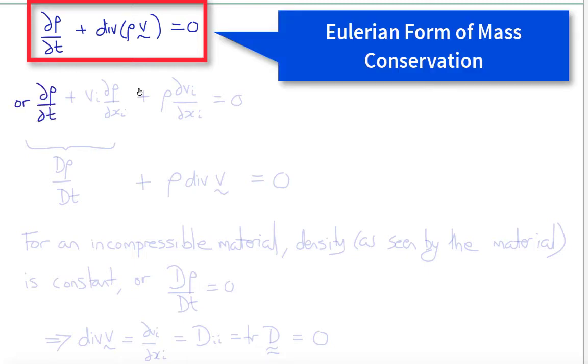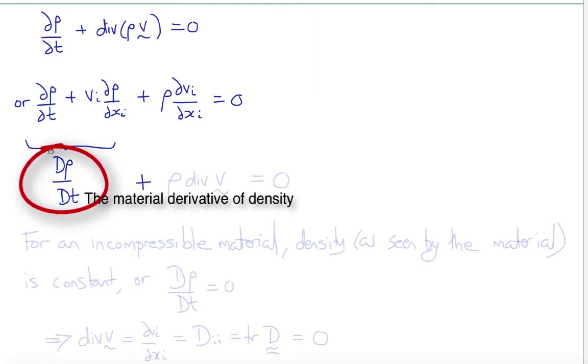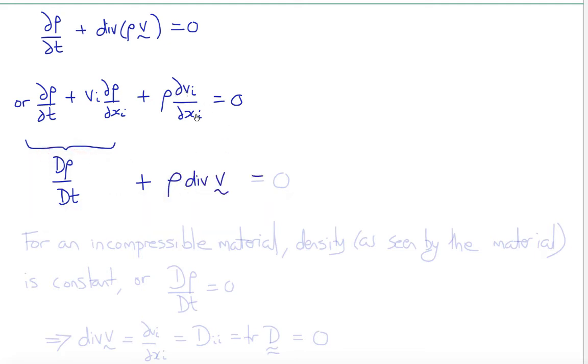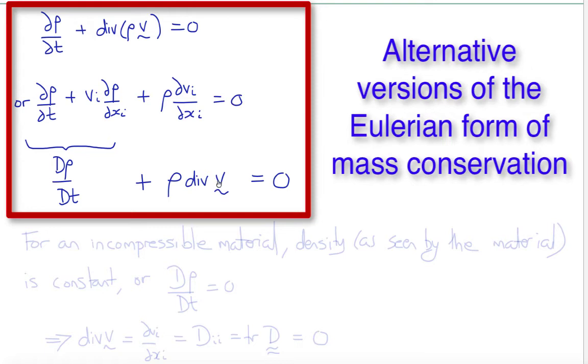Now, writing this in index notation, this would be ∂rho/∂t plus v_i ∂rho/∂x_i plus rho ∂v_i/∂x_i, because this divergence of a product will result in two terms when we expand the derivative. Notice these first two terms, ∂rho/∂t plus v_i ∂rho/∂x_i, are the same as the material derivative, capital D rho/Dt. And the second term, ∂v_i/∂x_i, is just the divergence of v times rho. So this is the second form of the conservation of mass for an Eulerian description.